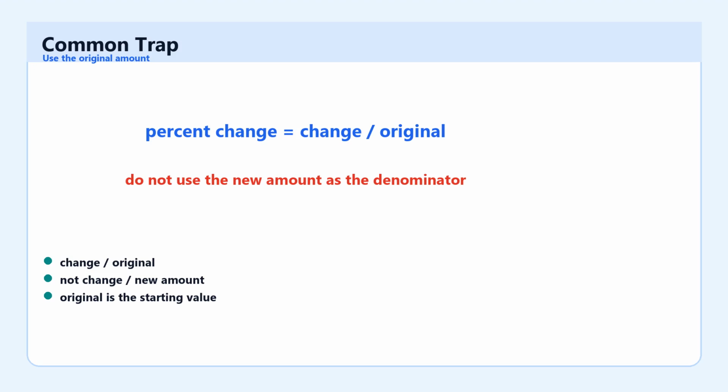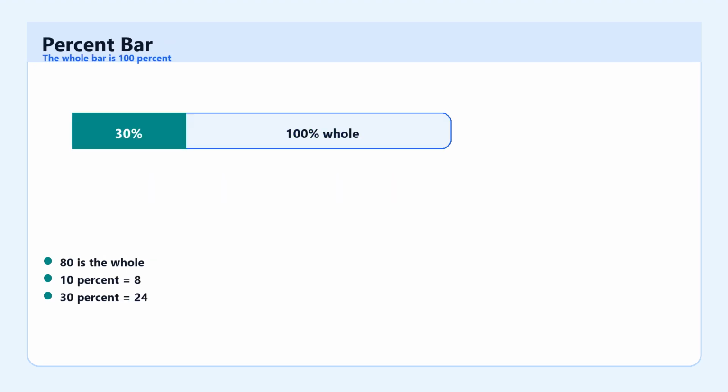A percent bar model can help. The whole bar is 100%. If the whole is 80, then 10% is 8, 20% is 16, and 30% is 24. The model matches the proportion.